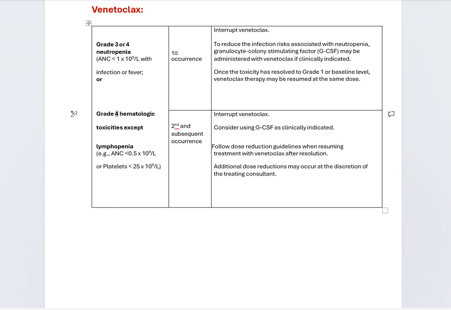Grade 4 hematologic toxicities, second and subsequent occurrence. Interrupt venetoclax. Consider using GCSF as clinically indicated. Follow dose reduction guidelines when resuming treatment with venetoclax after resolution, e.g., ANC 0.5x10^9/L, or platelets 25x10^9/L. Additional dose reductions may occur at the discretion of the treating consultant.